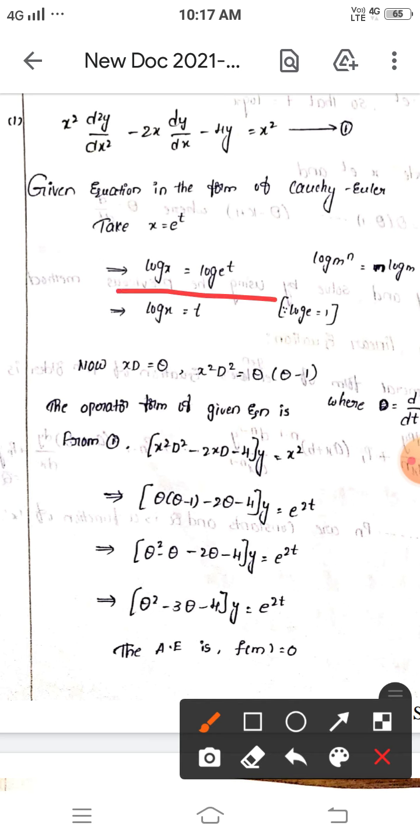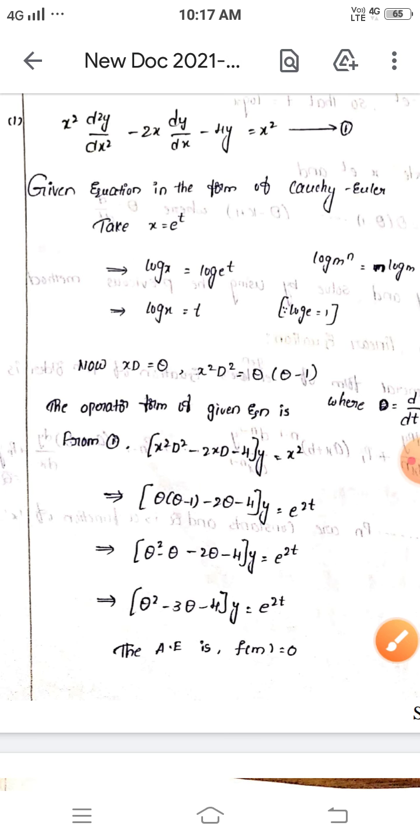of that condition. So that is log x is equal to log e power t. So log e power t, based on this formula, can be expressed as t log e. So log e, we know the value of log e as 1, so finally log x is getting as t.